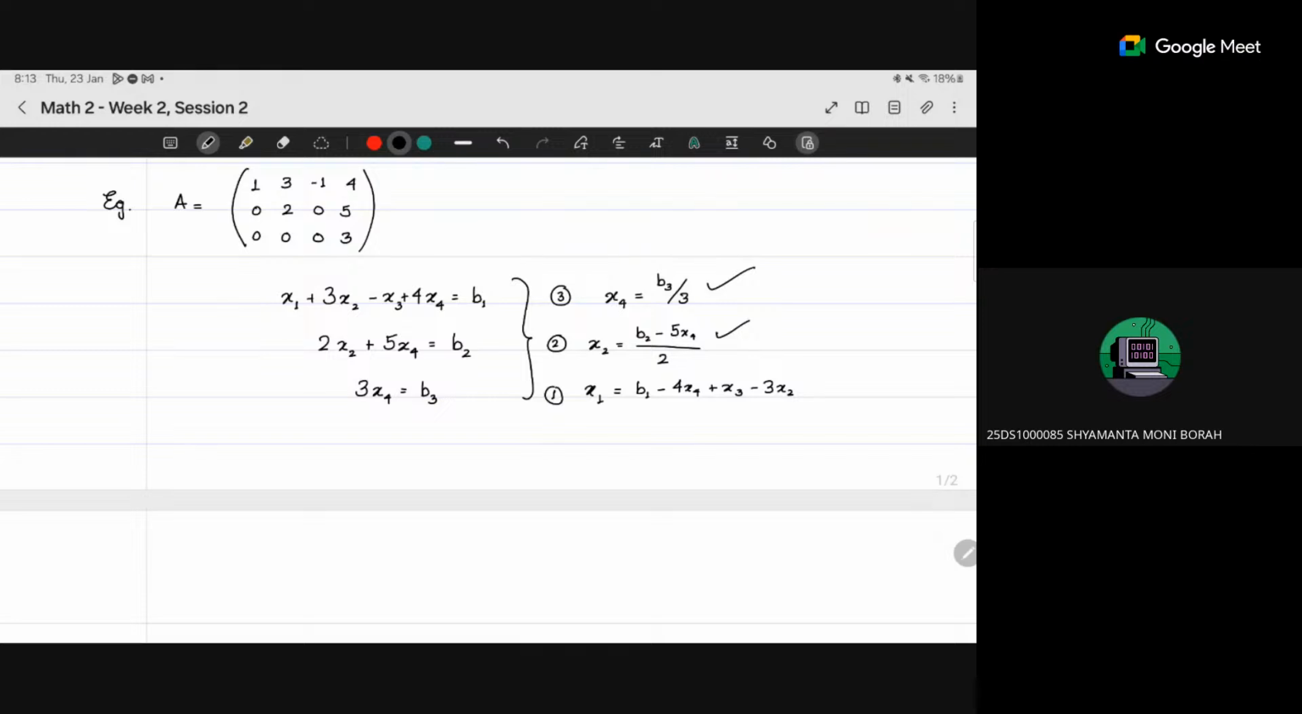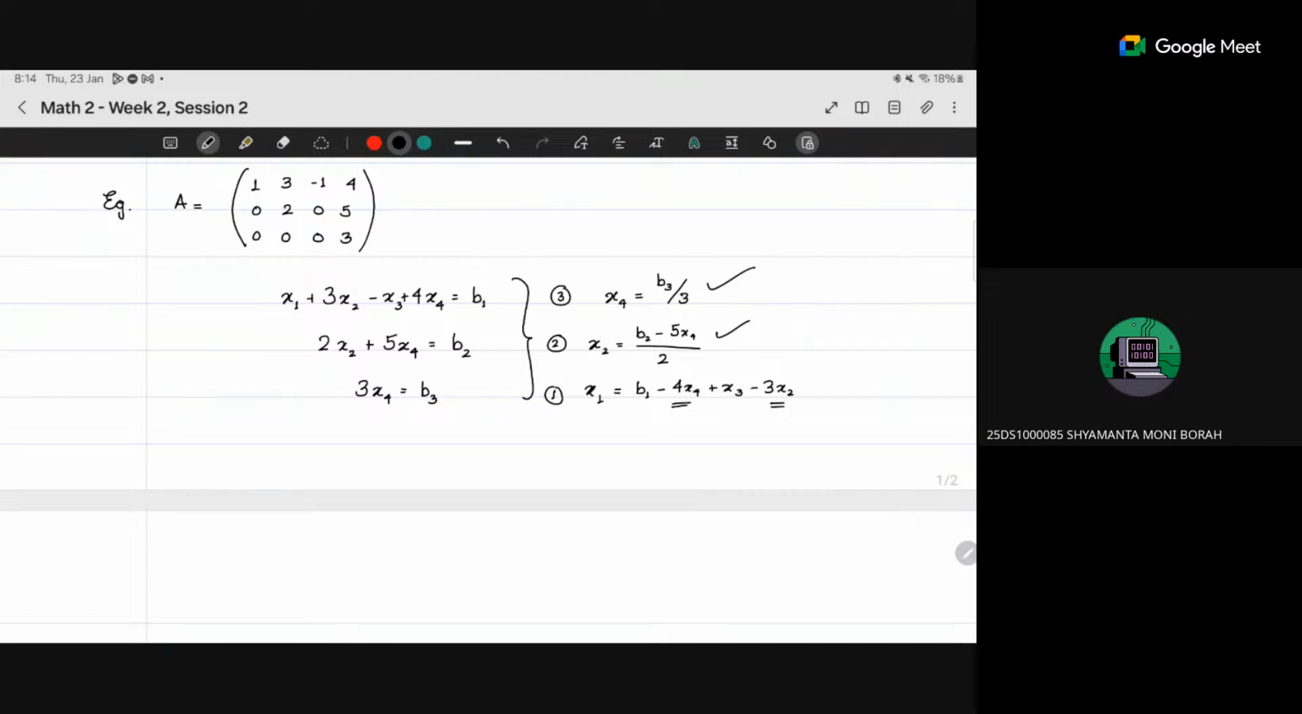This is fine because you have some constants, b3 and b2. Even though they are not determined, they are constants, not explicitly specified here. So this is fine. When you're substituting back in x1, your x4 and x2 are okay. But what about x3? x3 can actually take any value, right?